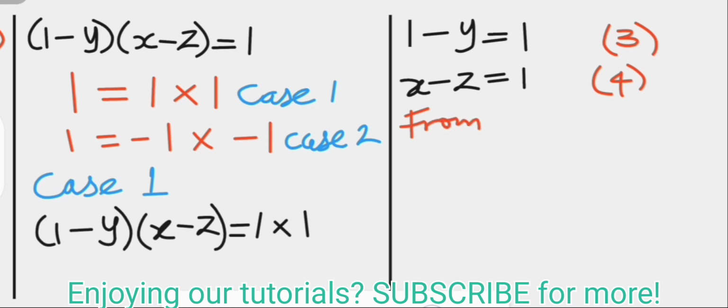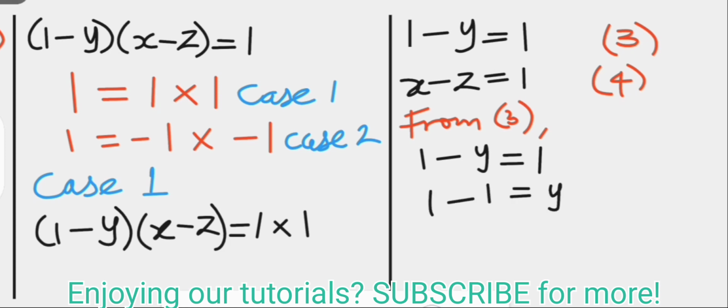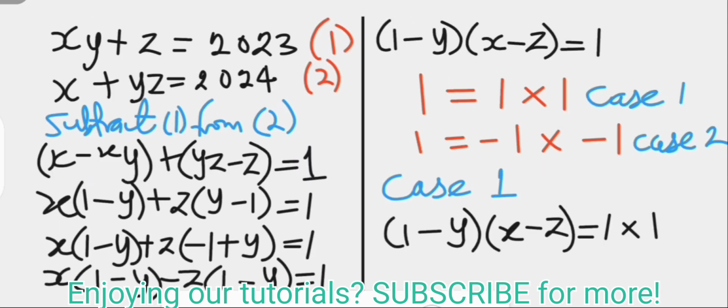From equation 3, if 1 minus y equals 1, it means that 1 minus 1 must be y, and that means 0 is y, or y is 0. Then we are going to put this value of y into equation 1 and 2 that we started with. Don't forget, equation 1 is xy plus z equals 2023, while equation 2 is x plus yz equals 2024. So we substitute the value of y into these equations in order to get the values of x and z for case 1 of our solution.